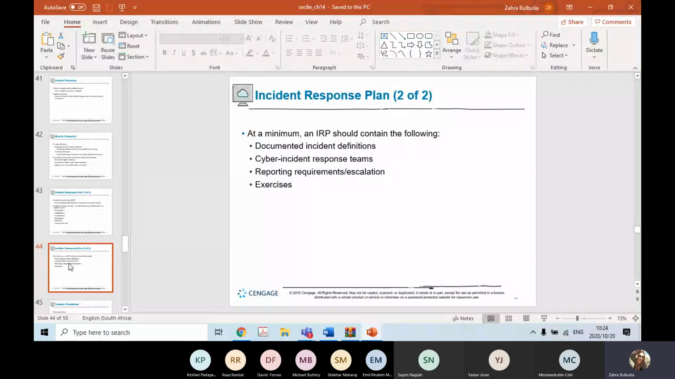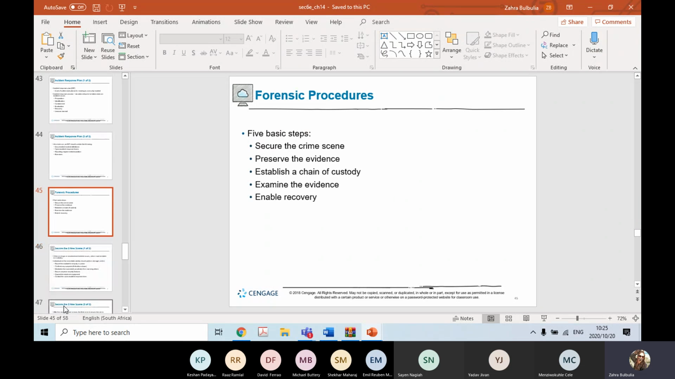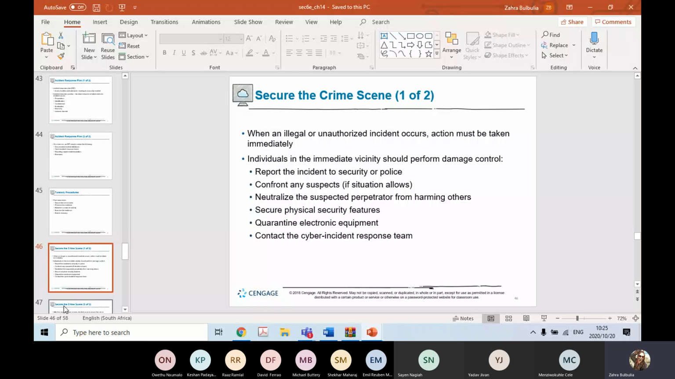So at a minimum, an incident recovery plan should include the following: documented incident definitions, cyber incident response teams, reporting requirements, escalation, and of course, exercises. So your 5 basic steps: securing the crime scene, preserving the evidence, establishing the chain of custody, examining evidence, and enabling recovery. So when something illegal or unauthorized occurs, action must be taken immediately.